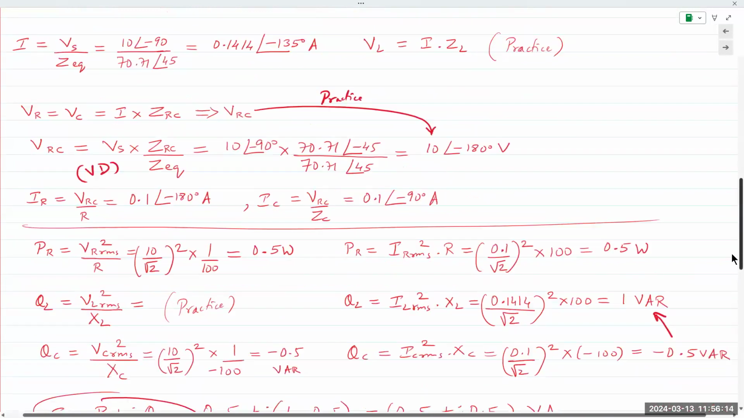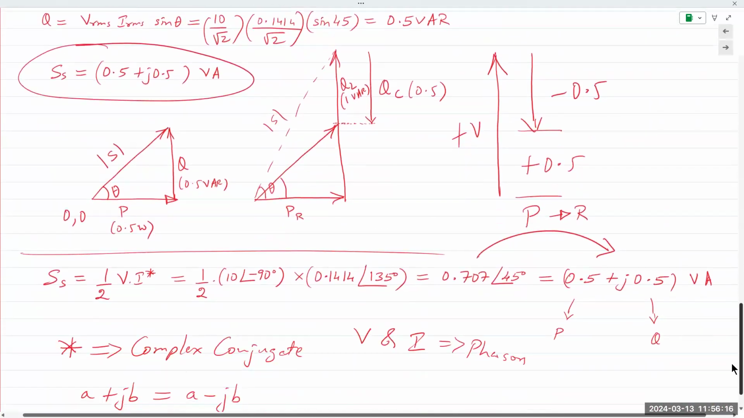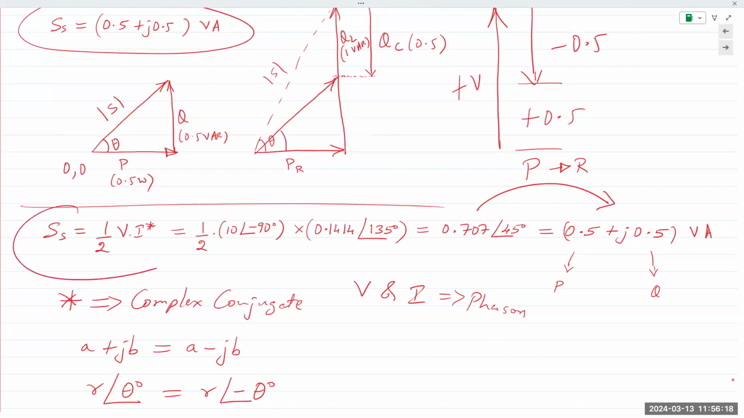There is an even easier approach, which is a third approach, which is right here. Total power supplied by the source is simply the product of the voltage and current. In this case, it's half VI asterisk.